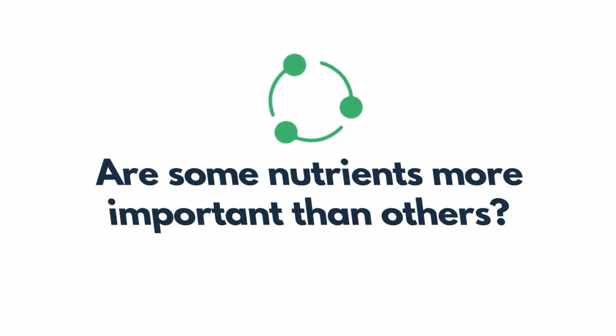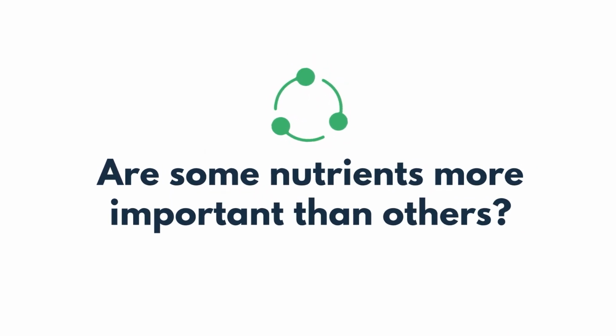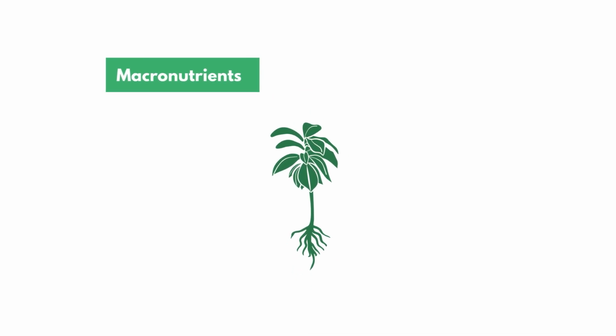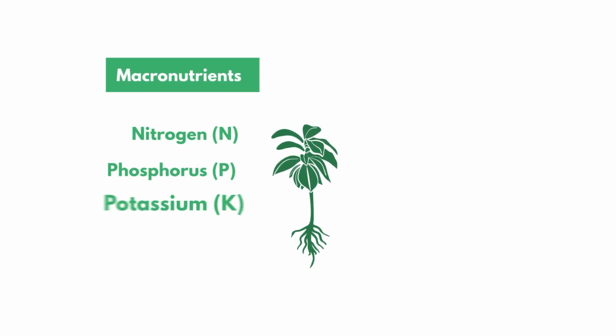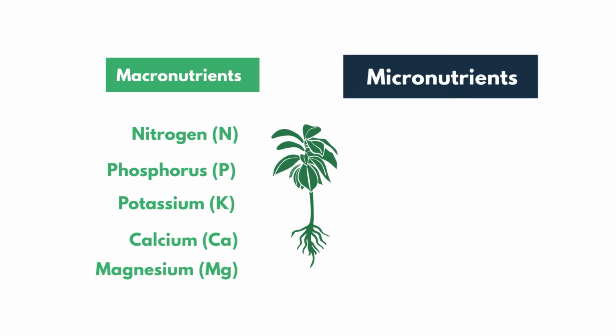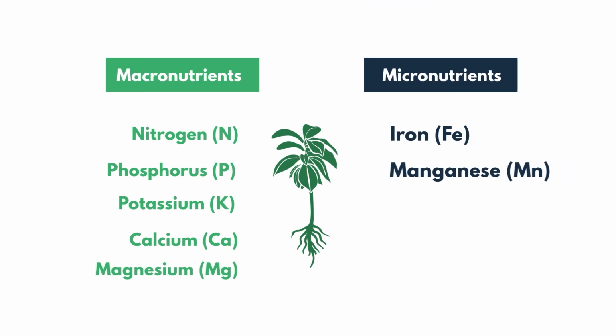Are some nutrients more important than others? All nutrients are classified as macro or micronutrients, depending on how much the plants need them. The most common macronutrients in coffee cultivation are nitrogen, phosphorus, potassium, calcium, and magnesium. And the most common micronutrients are iron, manganese, zinc, and boron.